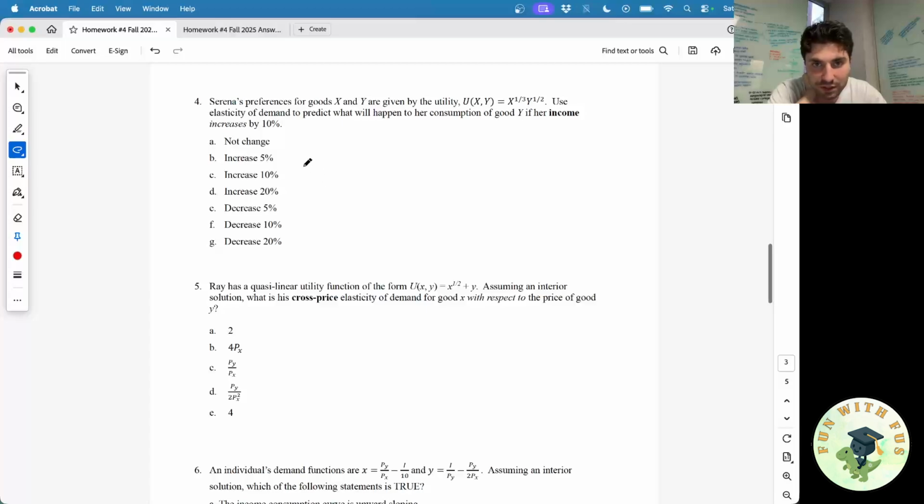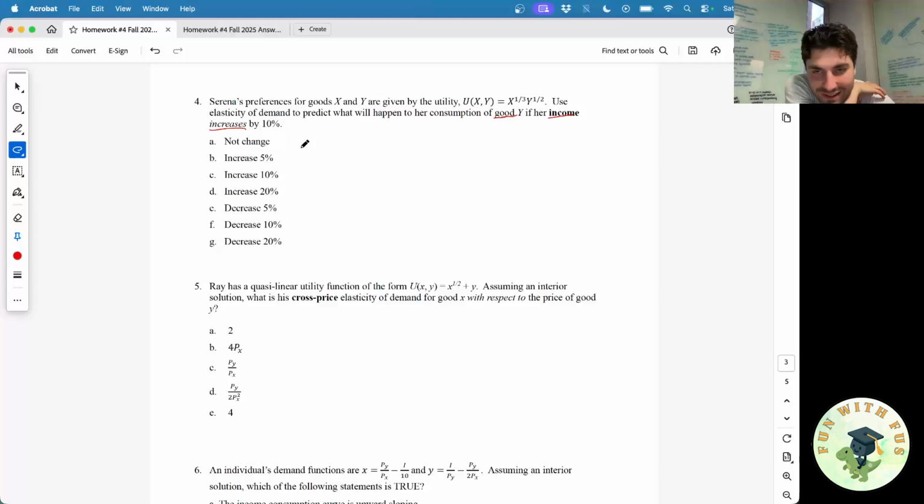Serena Williams, her preferences for good X and Y are, okay, now they're throwing me the Cobb-Douglas. Use the elasticity of demand. Okay, so once again, good Y and income. Excellent. Okay.